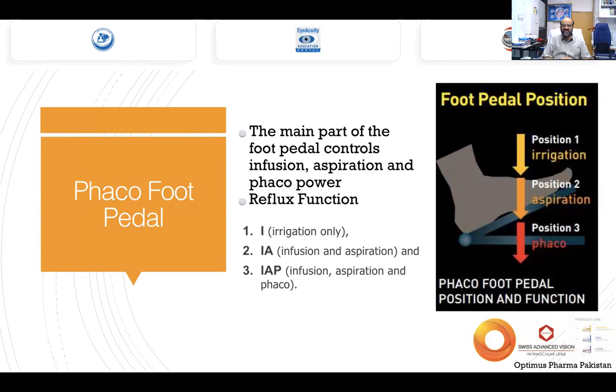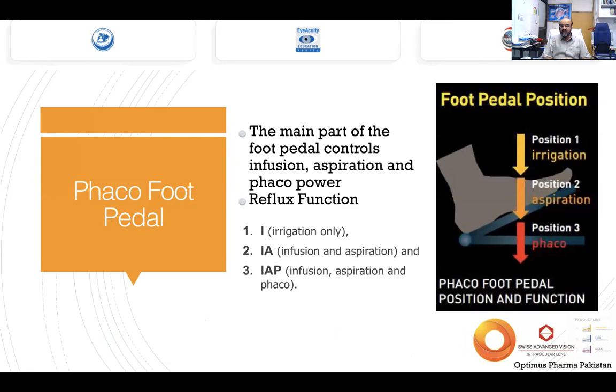Then comes a very important part, the phaco foot control or foot pedal. It controls infusion, aspiration, and the phaco power. As you can see in the illustration, in position 1, irrigation starts. In position 2, aspiration. And in position 3, the phaco energy itself starts delivering.